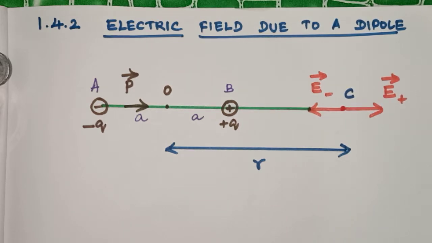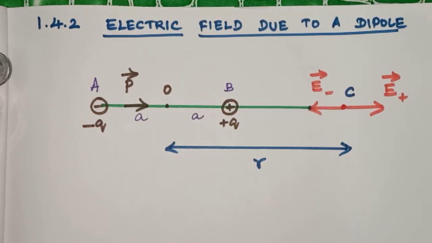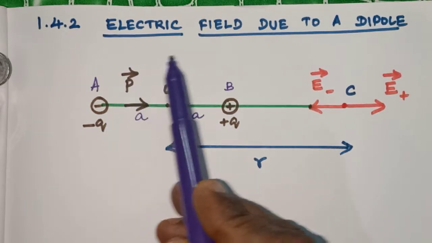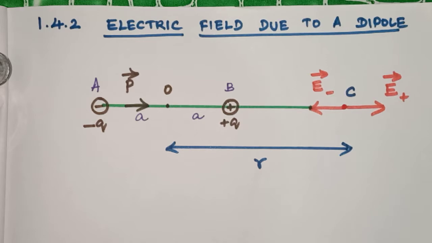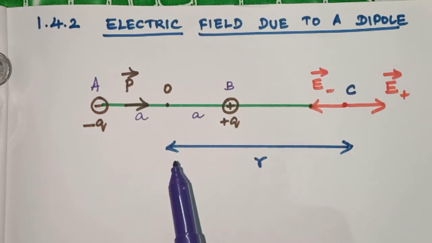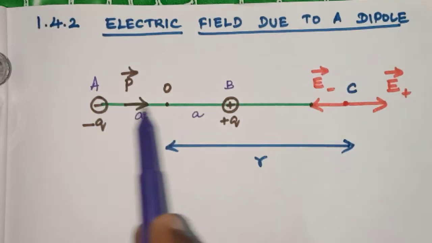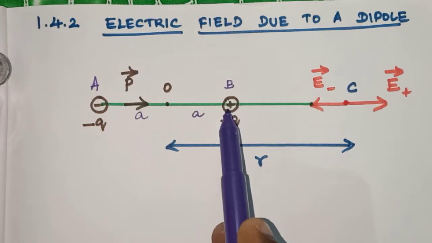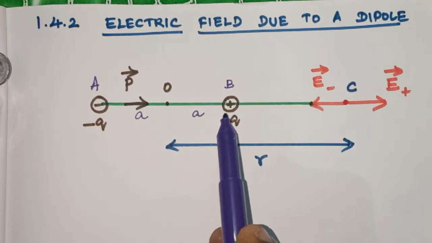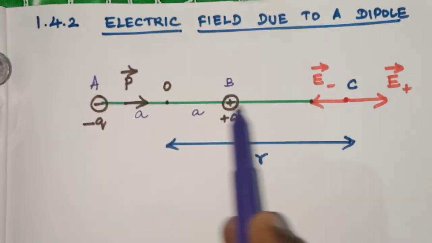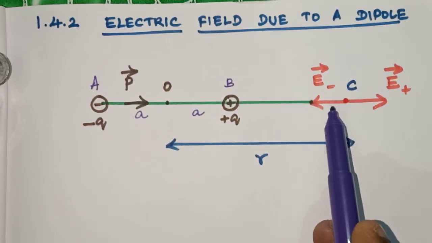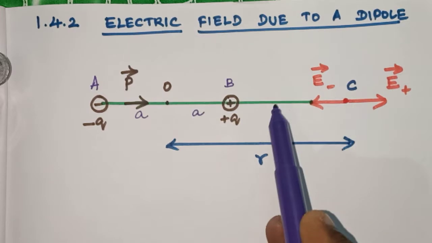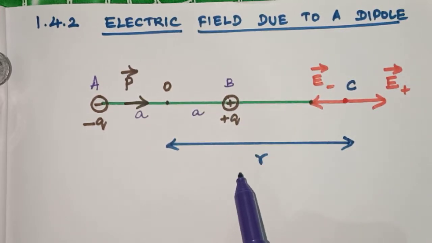Okay. Today we are going to see electric field due to a dipole. The dipole is on the axial line. The charges of the dipole are located in the same line. Also the charge is placed in the same line. This is called the axial line.